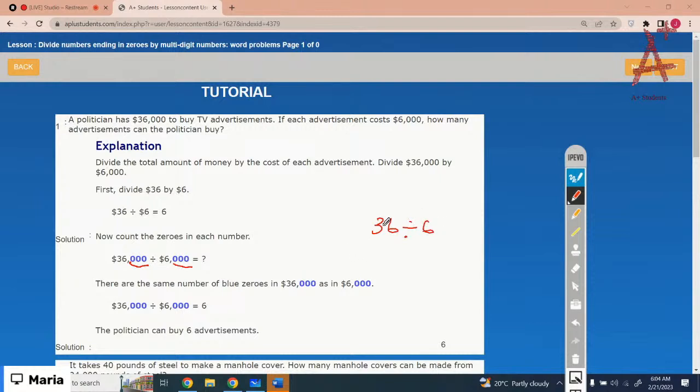Got it? So we know that 6 times what number is 36? 6 times 6 is 36. Sorry, 36 divided by 6 is 6. So both the numbers have three zeros. They can cancel out their zeros with each other. They have the same number of zeros, so their zeros can be cancelled out. So that means the politician can buy six advertisements. Got it?